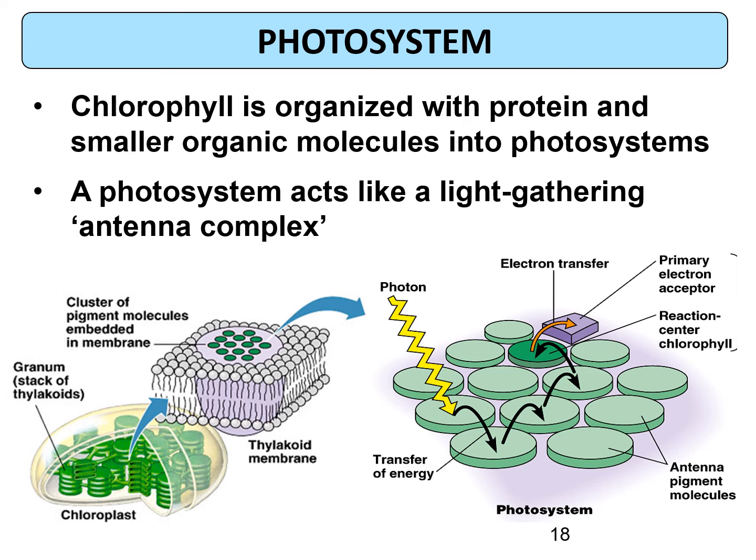Okay, chlorophyll is organized with protein and smaller organic molecules into photosystem. So a photosystem acts like a light gathering antenna complex. So ni adalah photosystem yang terdiri daripada pusat tindak balas, reaction center, which is the chlorophyll, and these are all the antenna pigments, including the accessory pigments. So the antenna will absorb the photon and will channel the photon towards the reaction center. So something will happen to the reaction center lah. Okay, biasa dia akan involve electron transfer lah.